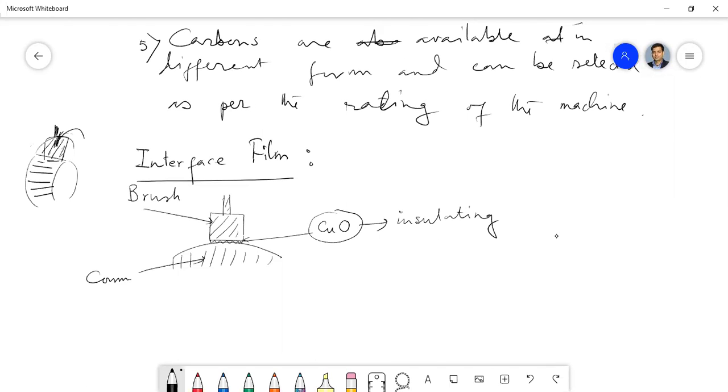Okay. Now, how to avoid this interface film? Instead of this interface film, how can the commutation process, or the current collection process, be accomplished? Do you have any answer?